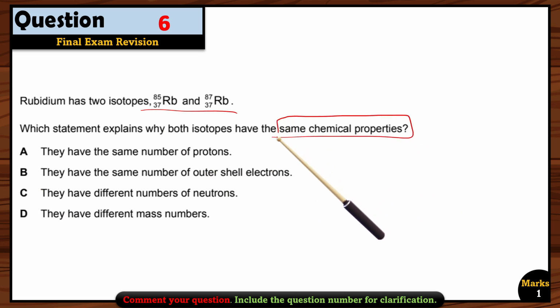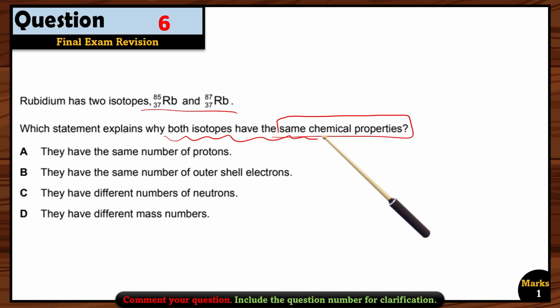The common mistake made by students is that they think isotopes have the same proton number, so the option of proton number is the right option. Or they have different neutron numbers, so that is the right option. But you have to read the question carefully. They are not asking what isotope means. They are asking what is the reason behind the same chemical properties, because isotopes have the same chemical properties but different physical properties.